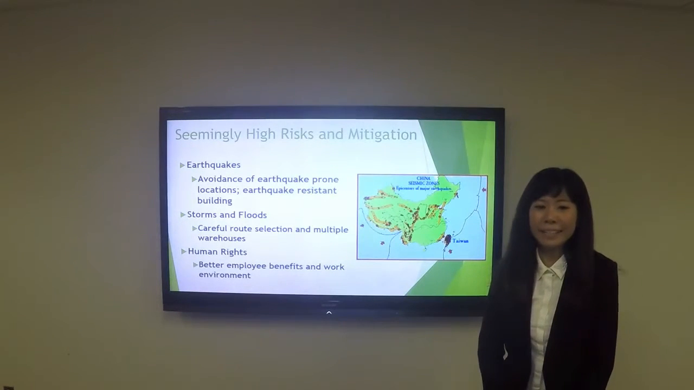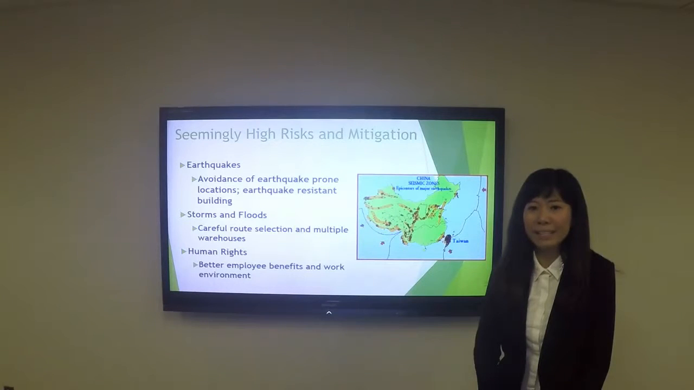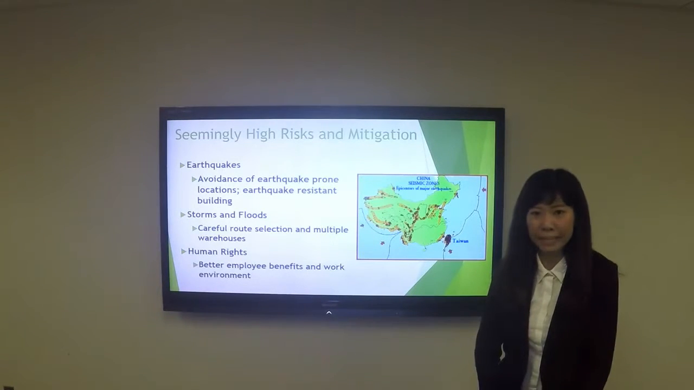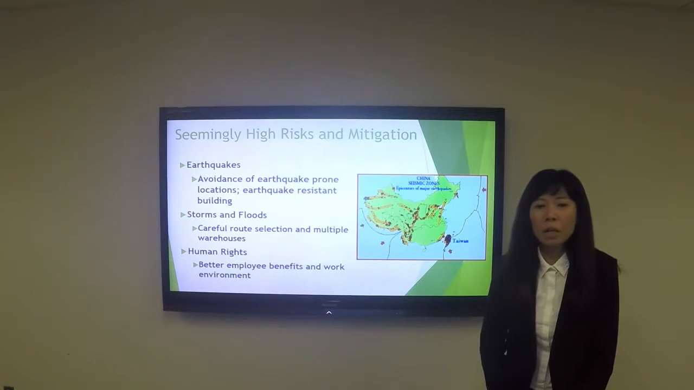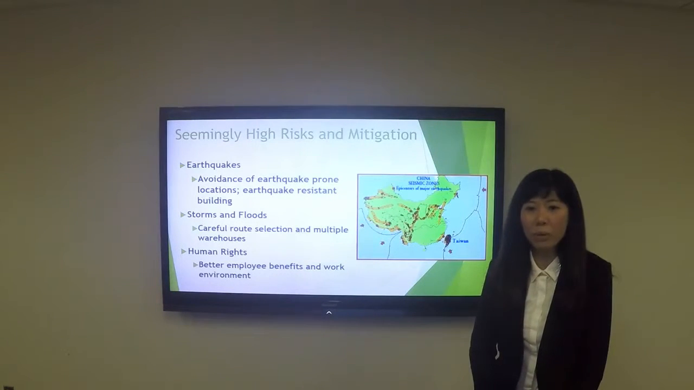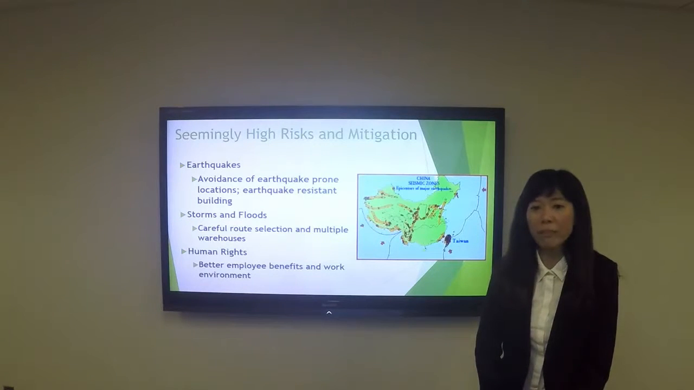According to the analysis of risk room, we conclude that there are several risks that are similarly high on the surface but could be potentially mitigated, such as the risk of earthquake, storms and floods, and human rights. We take China as an example. China has a higher than normal exposure for all 3 of these risks, but we can mitigate it.